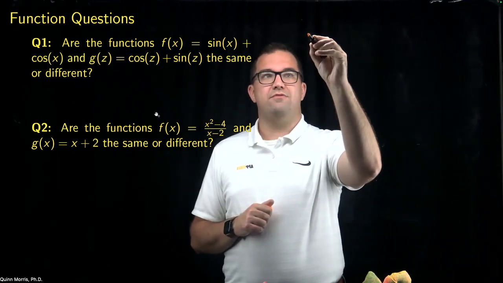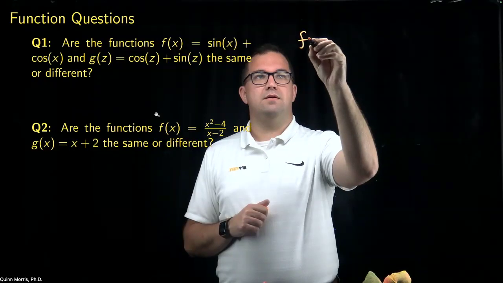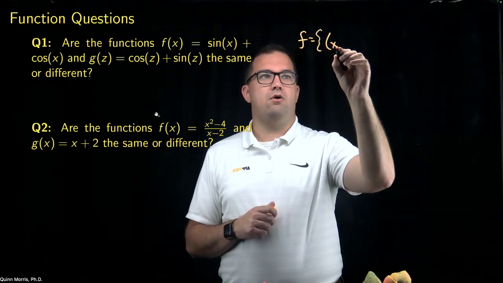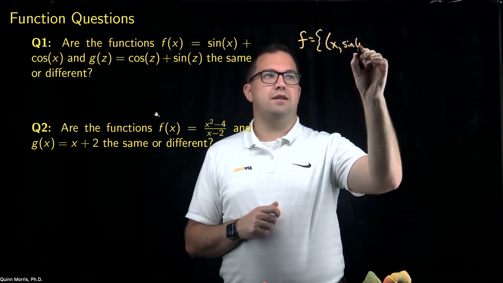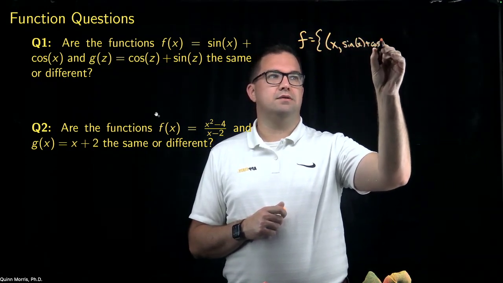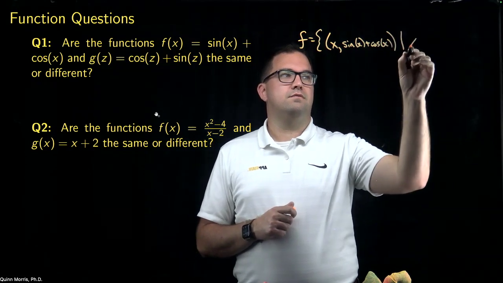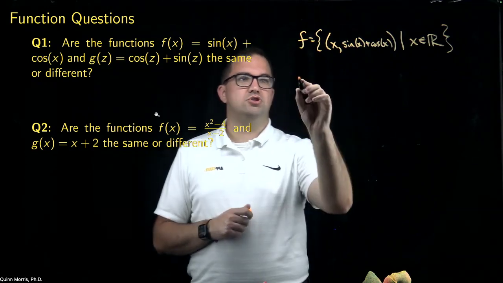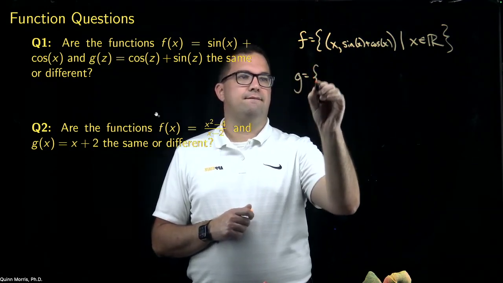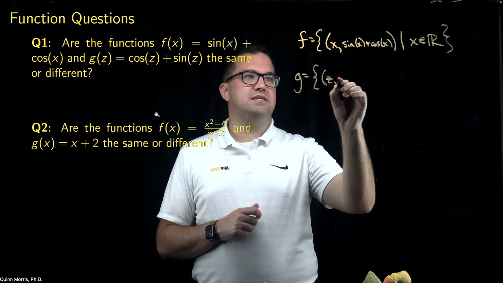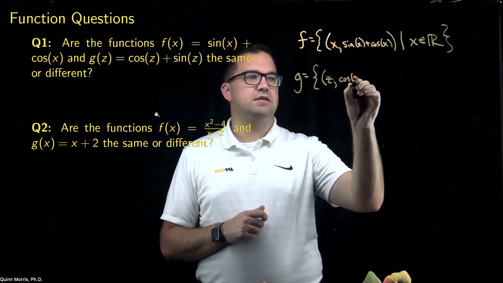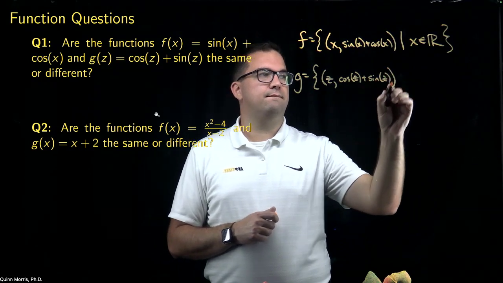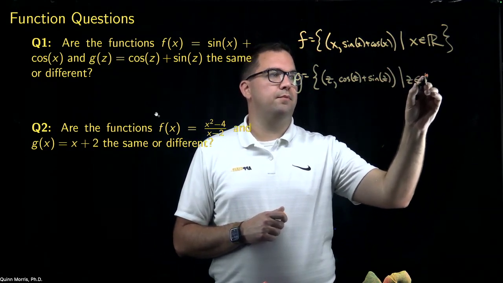So if I think about the function f as a set of ordered pairs, f is giving me the set of all (x, sine of x plus cosine of x) such that x is a real number. The function g is giving me the set of all points (z, cosine of z plus sine of z) such that z is a real number.